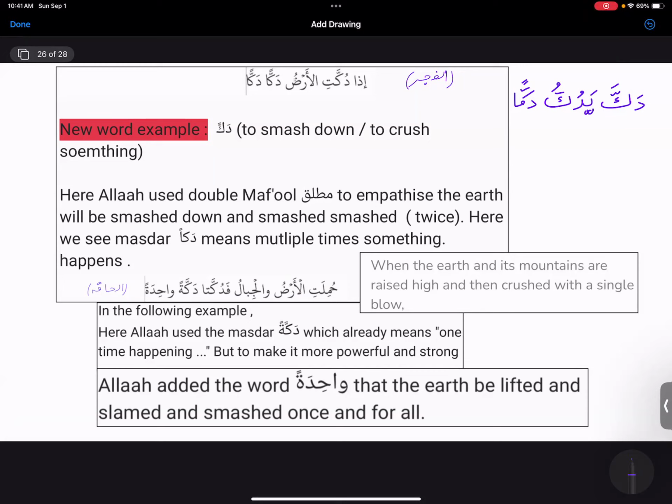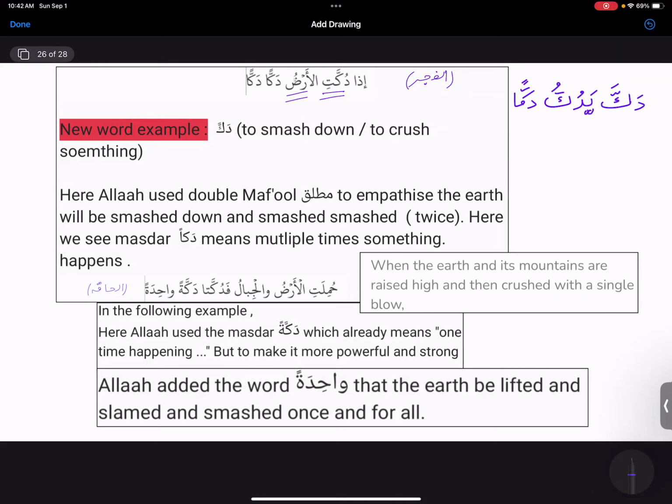Then we see in Quran Pak this ta marbuta with masdar. One time in Surat Fajr, we say, Iza dukkatil ardu dakkan dakkan. Right? What does dakka mean? To smash. Iza, when. Dukkatil ardu. What kind of siga is dukka here? Majhul. And al ardu is the naibul fail of it. So when the earth is going to be smashed.